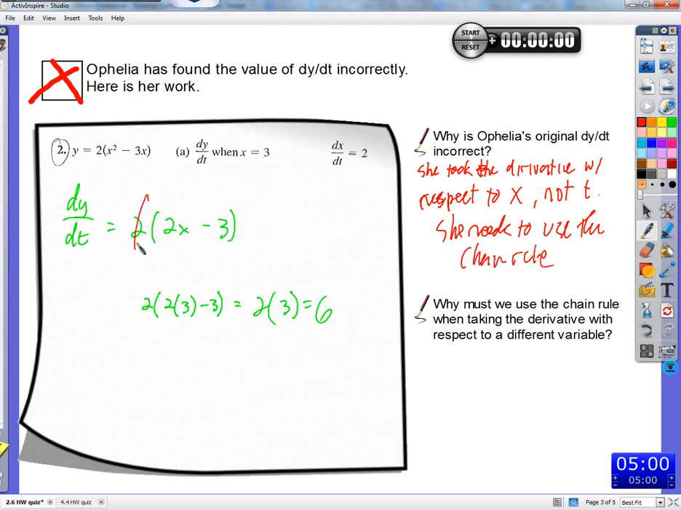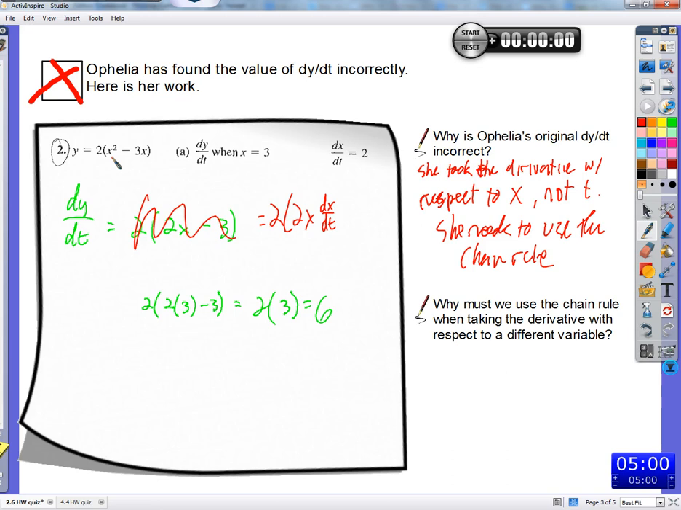Okay, so that's not correct. What should it be? Two times 2x, minus 1. What is it? 2x. 2 times 2x, dx/dt. Chain rule says we have to multiply by the derivative of the inside function. The inside function here is x. x is a function of t.